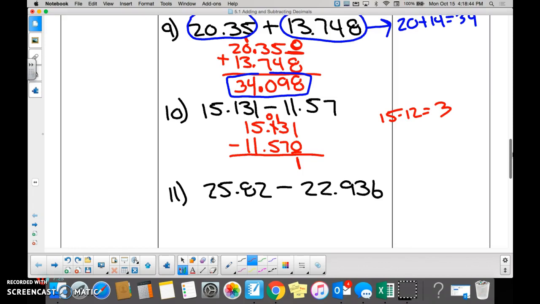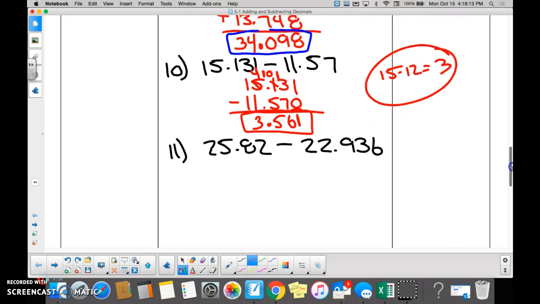13 minus 7 is 6. I cannot take 5 from 0, so I'm going to borrow again from one place value over and make that a 4. My 0 becomes a 10. 10 minus 5 is 5. Drop down my decimal point. 4 minus 1 is 3. 1 minus 1 is nothing, so I can either put a 0 there or not. My final answer is 3 and 561 thousandths. My estimate was around 3, so pretty darn close. I'm going to say that I must be on the right track.